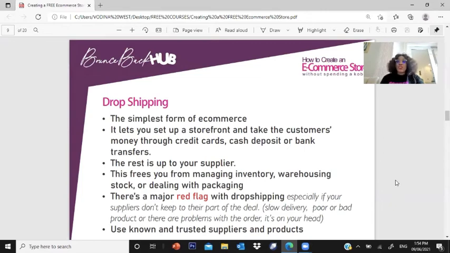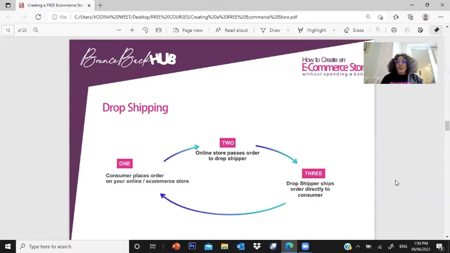So use known and trusted suppliers and trusted products. Don't sell a product that you have not tried and tested, or you've not heard of how great and amazing it is. Okay, so drop shipping is just simple. One, customer places order on your online or e-commerce store. Two, the online store passes order to the dropshipper. Three, the dropshipper ships order directly to the customer. So it's just a simple model from the customer to your website, to the owner of the product. The owner of the product sends it directly to the consumer.